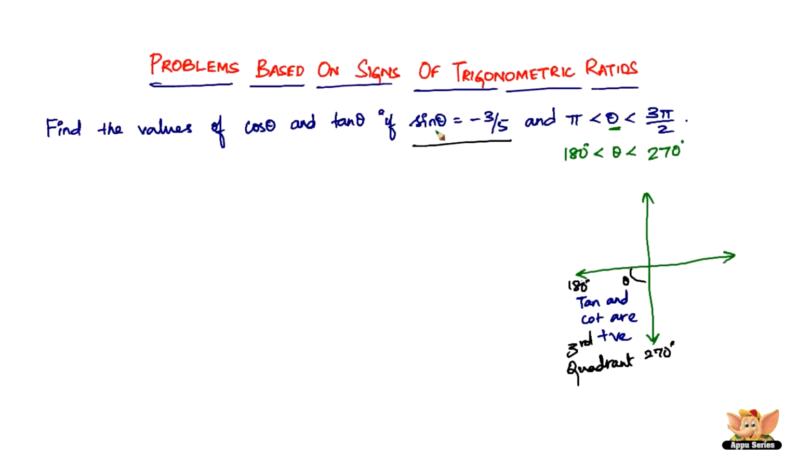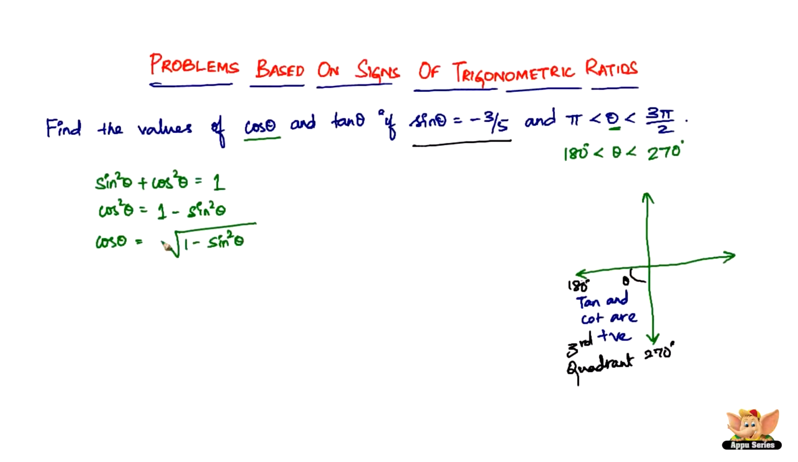Now with this data, we've got to find cos theta and tan theta. Since we've got sine and we have to find cos, let's use the identity sine squared theta plus cos squared theta equals 1. We have to find cos theta, so cos squared theta equals 1 minus sine squared theta. Now we do not want cos squared theta, we just need cos theta, so cos theta is going to be the root of 1 minus sine squared theta.